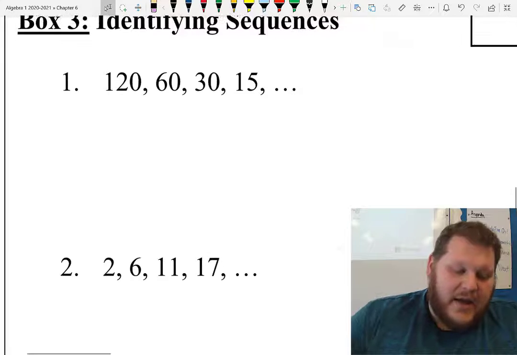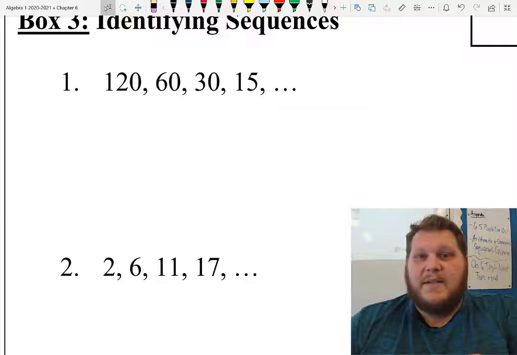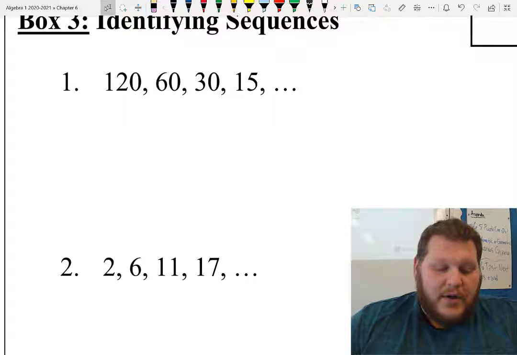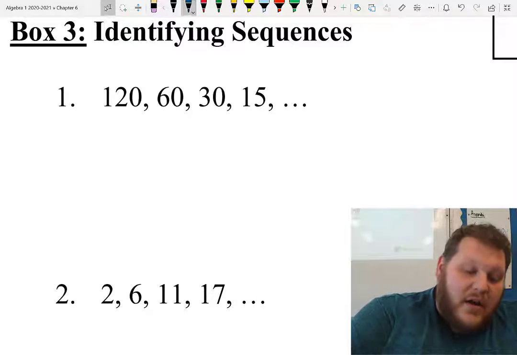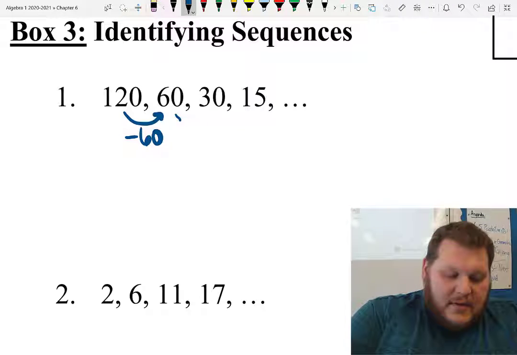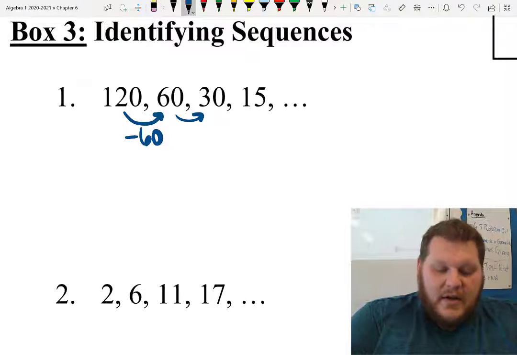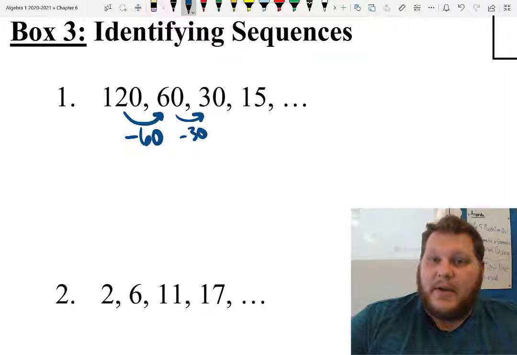So I always just look at which one is the most obvious to us and try to figure out how I can get from one to the next in my first term. So for number 1 here, our sequence is 120, 60, 30, 15. To get from one to the next, if I thought that it was arithmetic, to get from 120 down to 60, I have to subtract 60. But here, to get from 60 to 30, I'm only subtracting 30. So I know it's not arithmetic. I know there's not a common difference to get me from one to the next in my sequence.